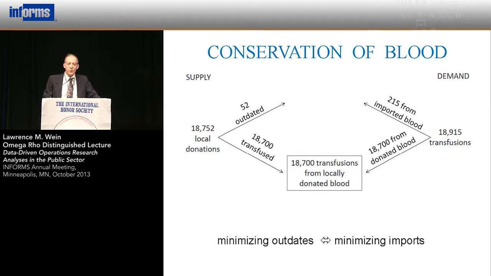I'm not going to take you through this slide, but if you do some simple accounting, you can see that minimizing the number of outdates, that is, minimizing the amount of blood you discard after 42 days, is equivalent to minimizing what we call the imports. If you have someone who needs an operation and there's no blood available, you don't just let them bleed on the operating table, you import blood, and of course that's going to be expensive, but that's what's done.